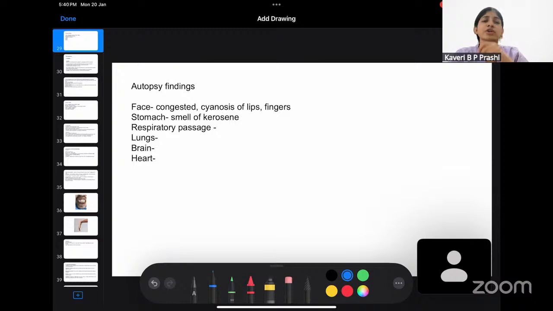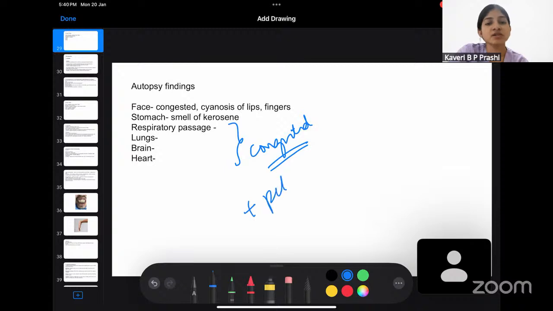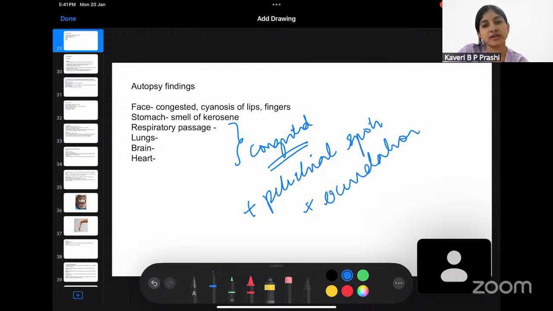Autopsy findings are going to be mainly congestion of all the organs. Face, stomach, respiratory tree, lung, brain, heart, everything is going to be grossly congested in case of OP poisoning. In the face, the other things that you have to look for are cyanosis of the lips and the fingers. In the stomach, when you cut open, you can smell kerosene. In all the other organs like the lungs, brain, heart, there's going to be congestion. Plus, there are going to be petechial hemorrhagic spots, and there could be exudation when you cut open all these organs.